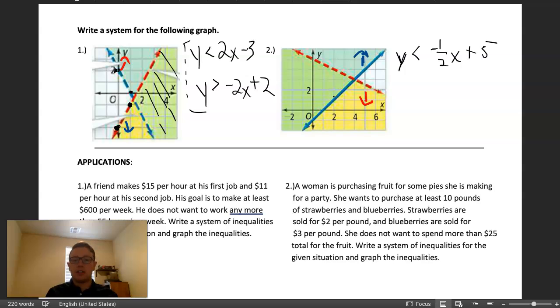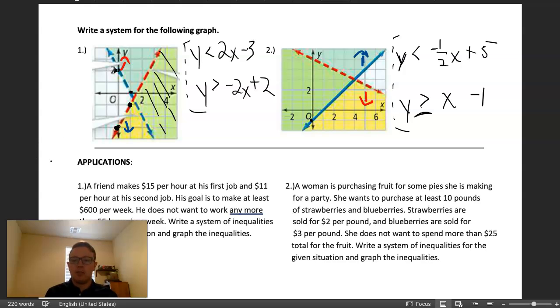What about the blue one? Well, for the blue one, we're going to start at the y-intercept. We see our y-intercept is minus 1. Our slope appears to just be 1, so this is going to be x minus 1. And we're shading everything above it, and our line is solid. So our equation is going to be y is greater than or equal to x minus 1.